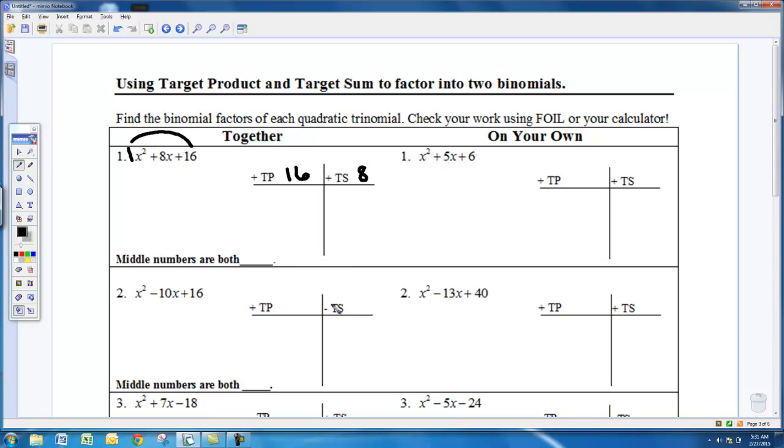So we are thinking of two numbers that add to 8 but multiply to 16. Well, that would be 4 and 4. And notice when our target sum is positive and our target product is positive, the middle numbers are both positive. Okay, so now we need to split the middle. So x squared plus 4x plus 4x plus 16. We're going to group our factors into two groups.